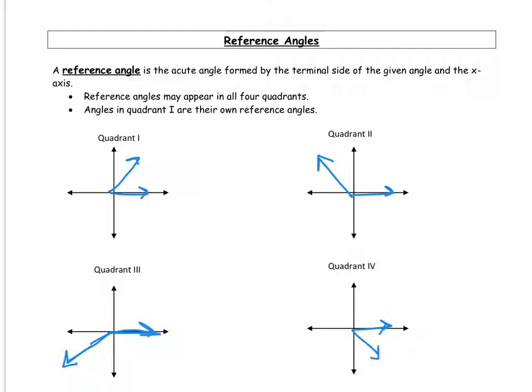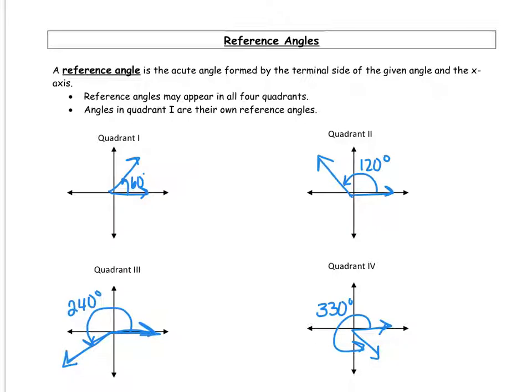All right, so the angle in quadrant 1 we will say is 60 degrees. The angle in quadrant 2 we'll say is 120. The angle in quadrant 3 we'll say is 240. And the angle in quadrant 4 we'll say is 330.